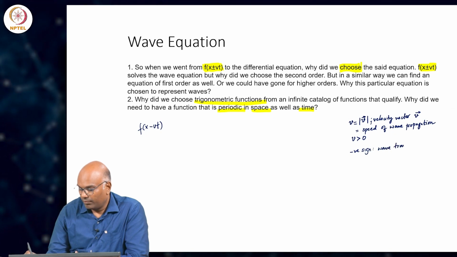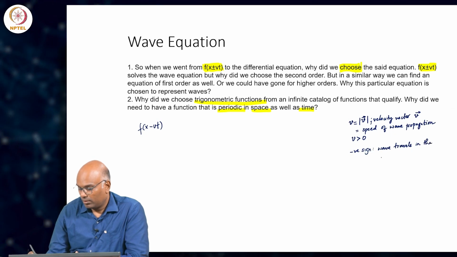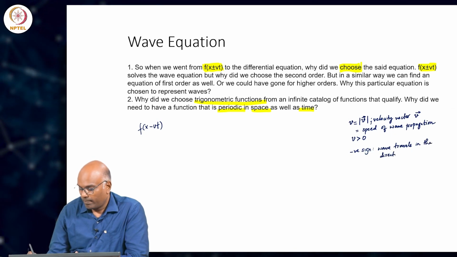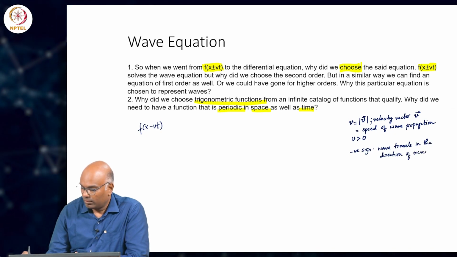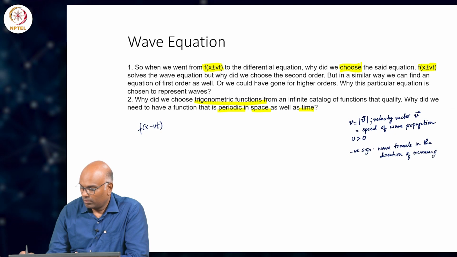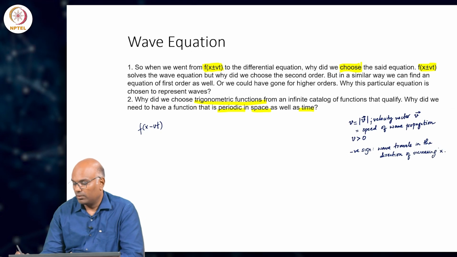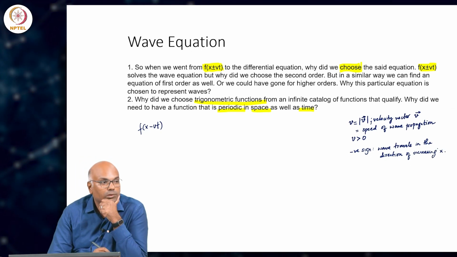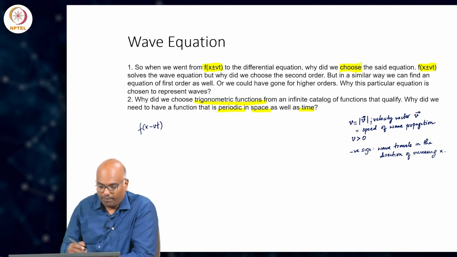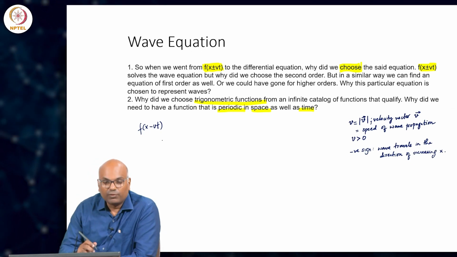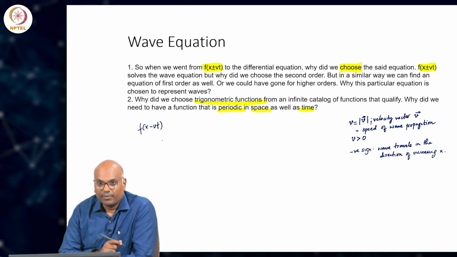the fact that the wave travels in the direction of increasing x or x coordinate. Okay, we can figure all this out rather quickly. First of all, why did we have to choose the x plus or minus vt form? That is the first question.